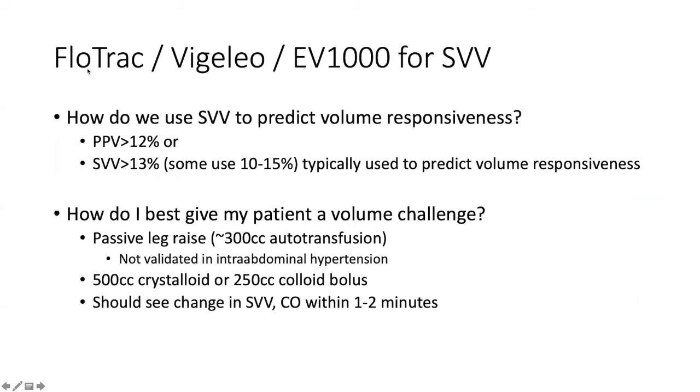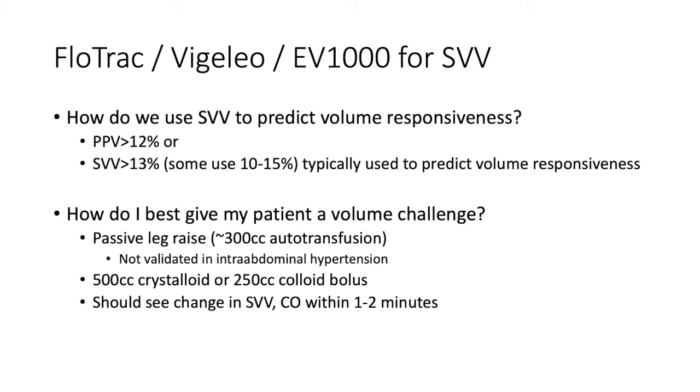Generally, for a pulse pressure variation greater than about 12 to 13, or same for the stroke volume variation, that's used as kind of a threshold based on meta-analyses of these patients as kind of, are they fluid responsive, are they not? How do you deliver that fluid bolus is really up to you. You can do a passive leg raise that will deliver generally what's recognized as about a 300 cc autotransfusion within about a minute. So you need to have this stuff already set up, already calibrated, ready to go.